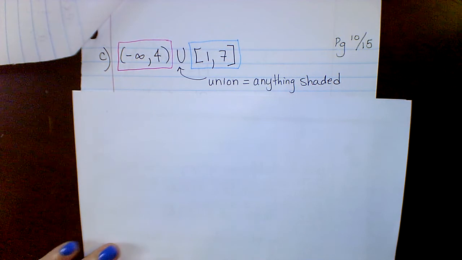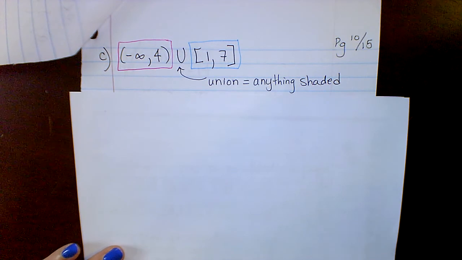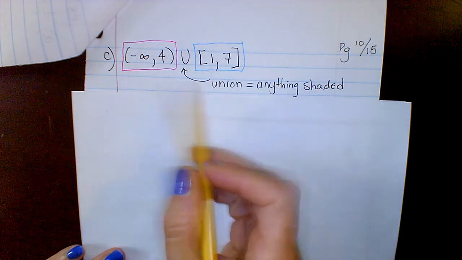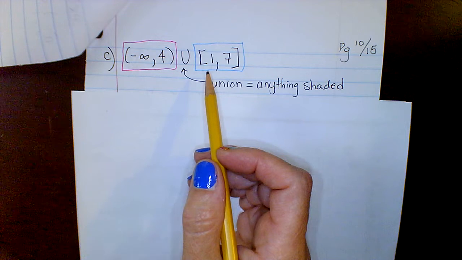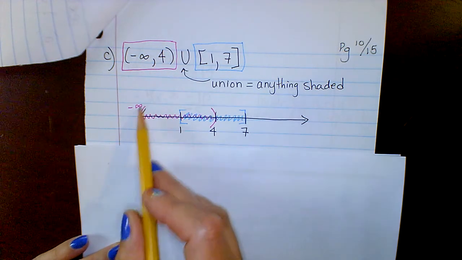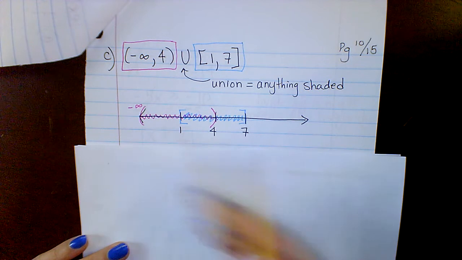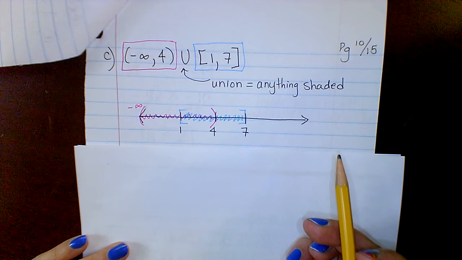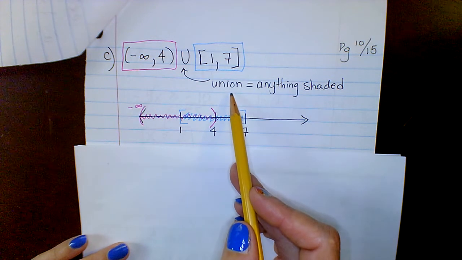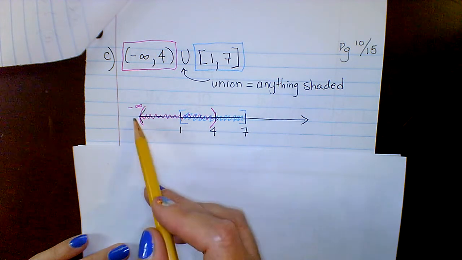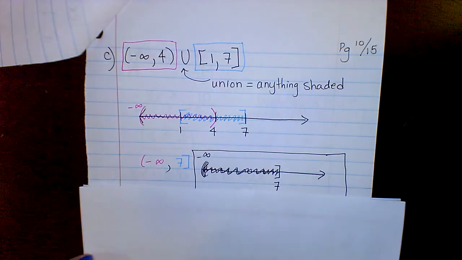Okay, so how about this one? This one's not in set builder notation or inequality notation. This one's in interval notation. So where's the union of these two? Well, let's do like we always have, and let's graph them on the same number line. So negative infinity to 4 is parenthesis on negative infinity, parenthesis on 4, everything between. Bracket on 1, bracket on 7, everything between. The union is anything shaded in red or blue or both. So that's everything from negative infinity to 7.